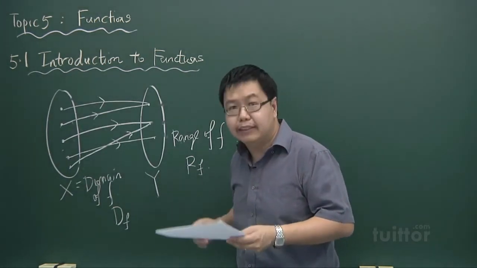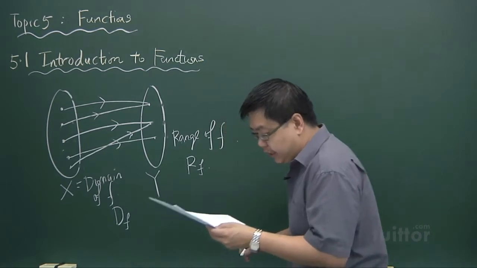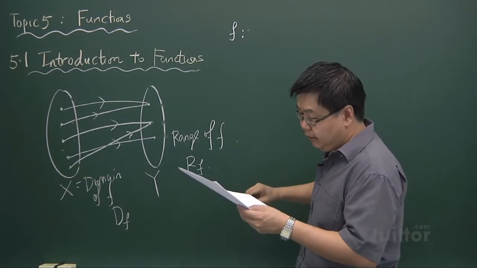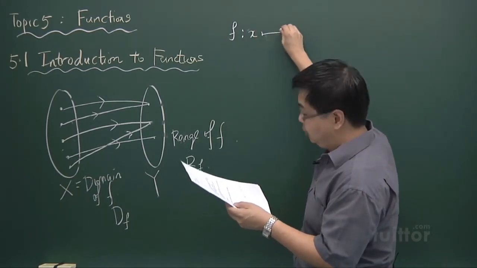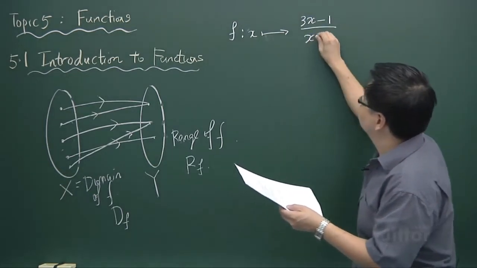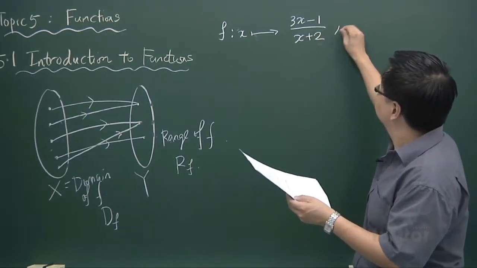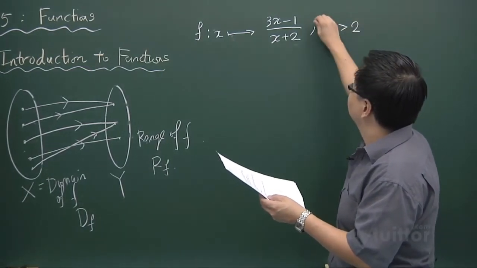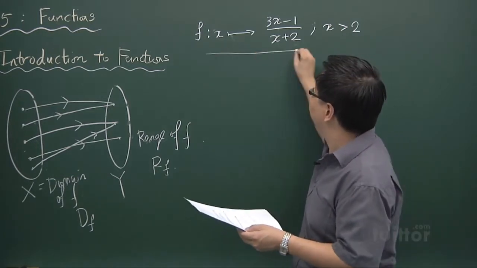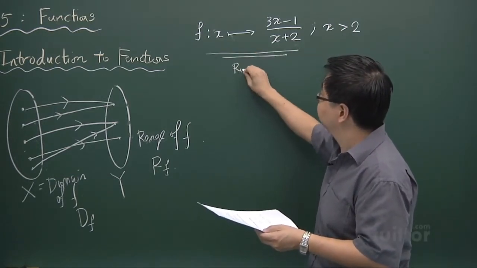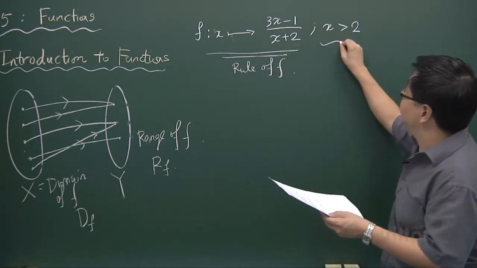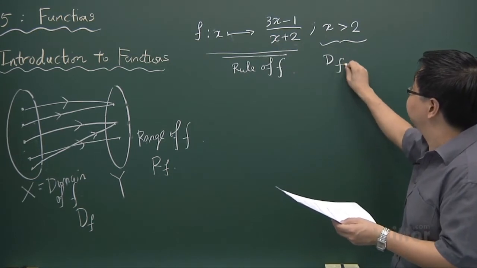Let's take a look at the first example in the handout. It says that a function f is defined by this rule. f: x maps to (3x - 1)/(x + 2), x > 2. Now that is how we will write a function. This part is called the rule of the function. And this part is what we call the domain of the function.